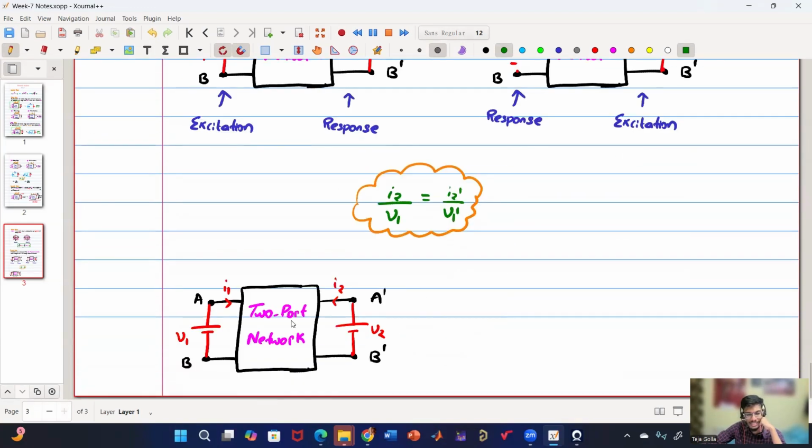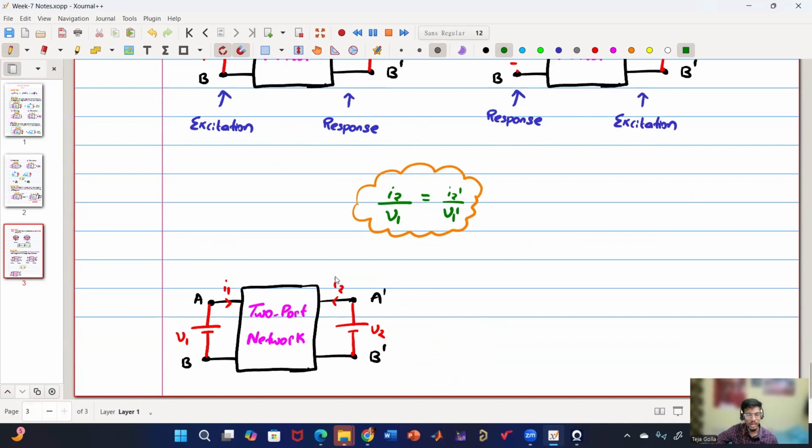So basically, excitation is the input and response is the output because it is a two-port network. Any port can be input, any port can be output. But these are the conventions that we have to follow so that we will not make any mistake. Because if I consider I2 entering in one and leaving in the other, I'll get a minus sign. So in order to avoid any such mistakes, we are fixing the polarity.